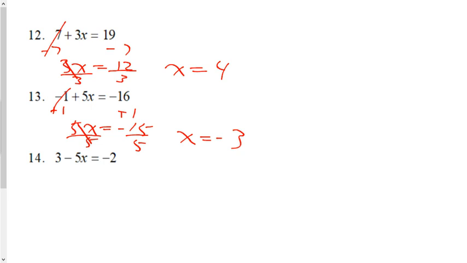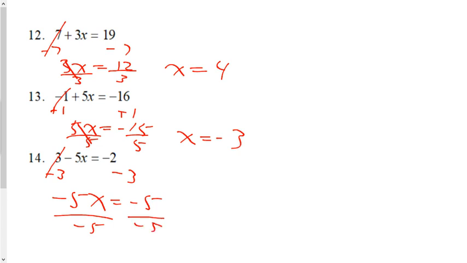What's the constant in question 14? Subtract 3 from both sides to get rid of the 3. You get negative 5x equals negative 5. Divide by the coefficient, and x equals a positive 1.